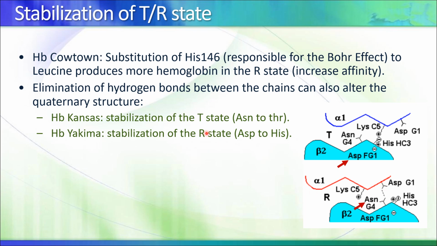Okay, so what happens here is that you can have mutations that stabilize the T state. That's a condition known as Hb Kansas, where asparagine changes to threonine. So rather than having this interaction that stabilizes the R state, now this asparagine is gone, so there's no more interaction, and what you have is stabilization of the T state. Contrary to that, you have a condition known as Hb Yakima, where you have stabilization of the R state that results from a change of this aspartate to histidine. So you don't have this interaction that stabilizes the T state. Rather, the equilibrium changes to the formation of the R state. So in Hb Yakima, you have stabilization of the R state. Okay.